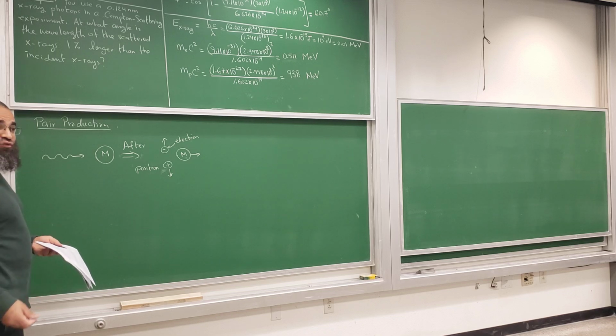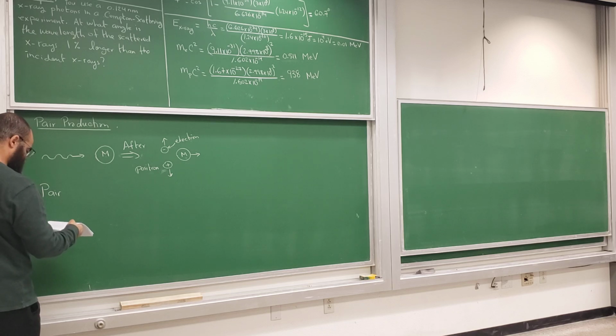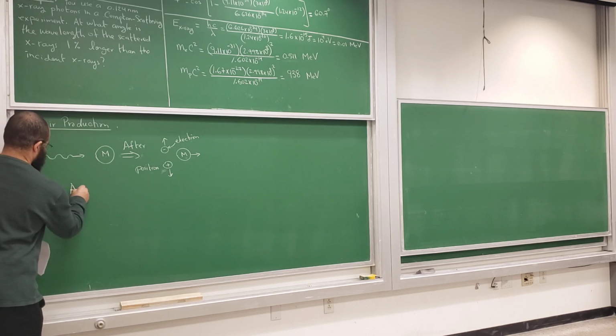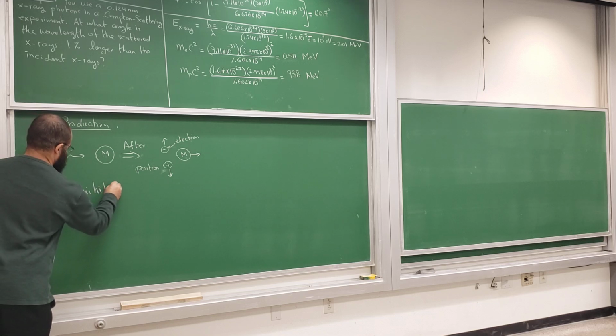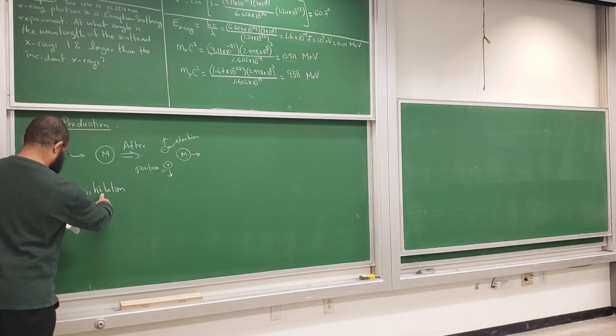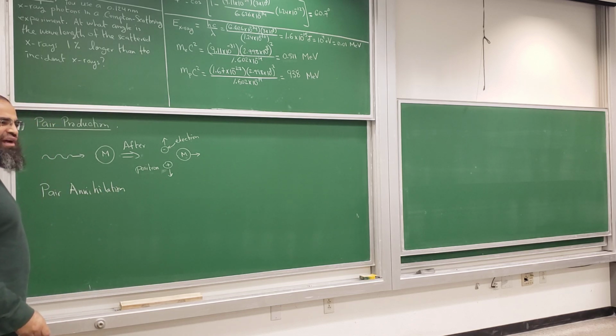And then there is the reverse of pair production. I could not spell this word. Yeah. Pair annihilation. Is it an E or an I? All of them are I's, okay? Okay, good. What happens there?